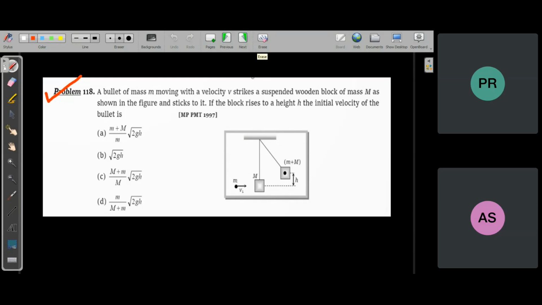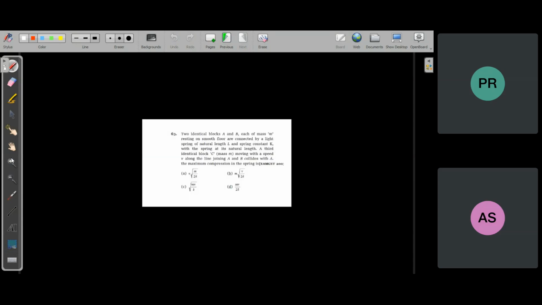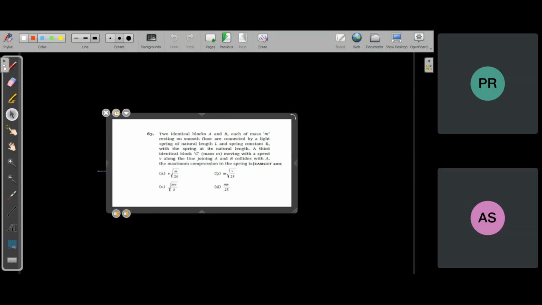m v by m plus m. So small m into v by m plus m. Final velocity. Here velocity. Not here, just after collision. Final velocity, this one. Look at the diagram. Sir, at last it will be zero now, sir. At some height, yes. Final. Okay.